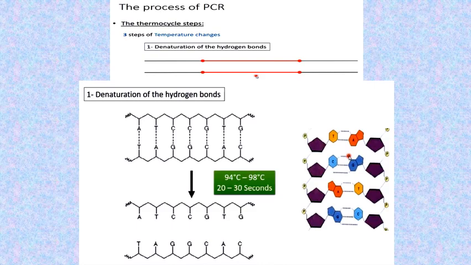By the first step of denaturation of hydrogen bonds, this needs a time that depends, as we said before, on the number of hydrogen bonds between C and G or between A and T. According to the number of A T or C G in this segment, this step needs more or less time.